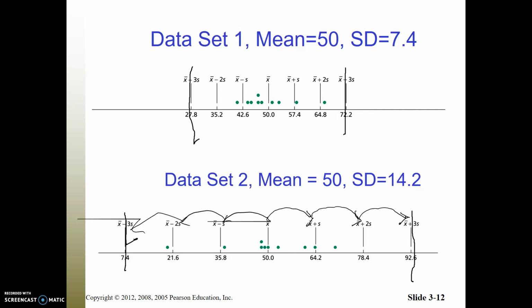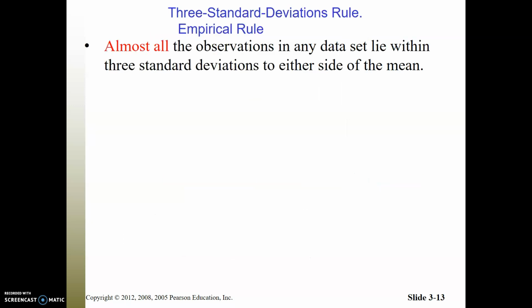And the rule says almost all our observations are within 3 standard deviations on either side of the mean. Almost all my data values are within 3 standard deviations. Almost all the observations. But this word "almost all" is ambiguous. This word is not clear. What do you mean by almost all? When I say almost all, this is not clear.